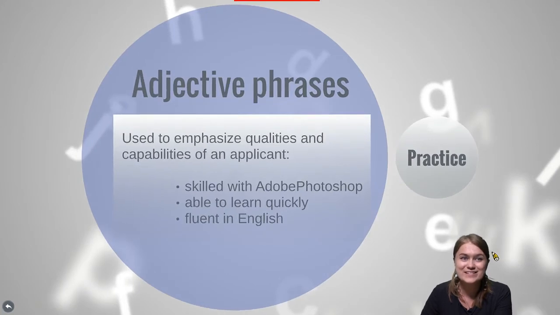Adjective phrases are used to emphasize qualities or capabilities of an applicant. For example, you know how to use some apps very well. You will talk about it after saying that you're skilled with them. You can also mention stuff like able to learn quickly, fluent in English. So usually you can see that adjectives are followed by prepositions and other words.